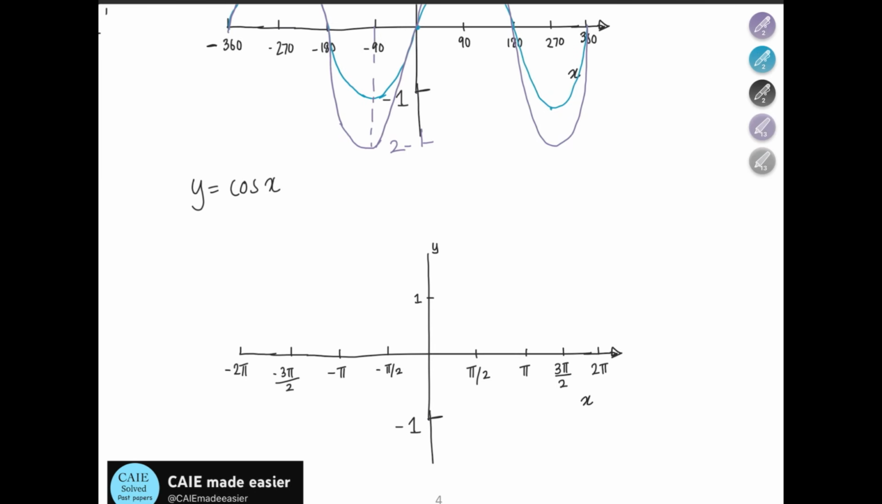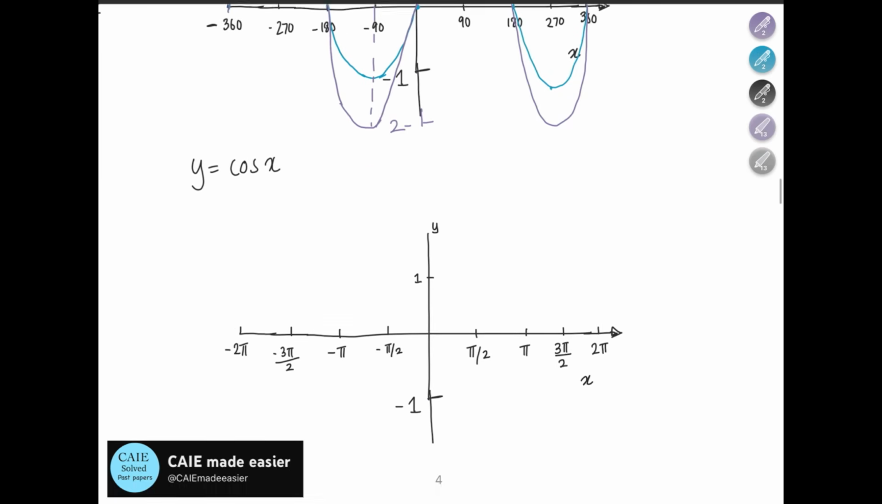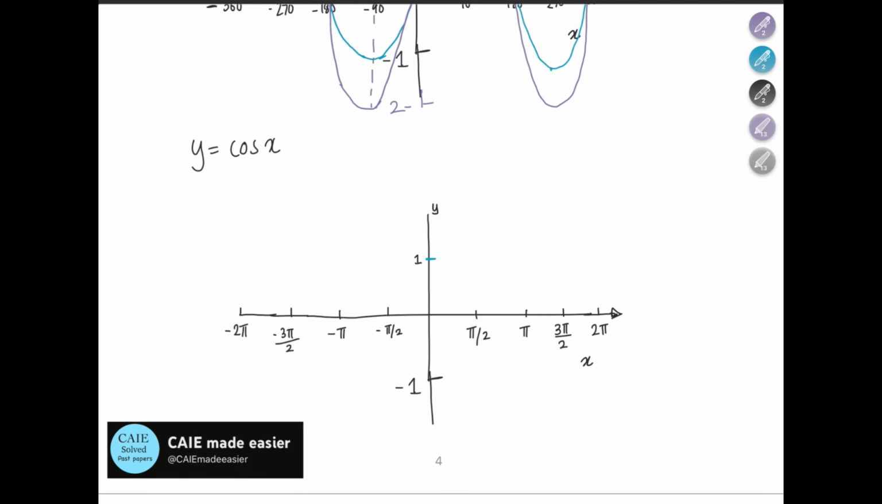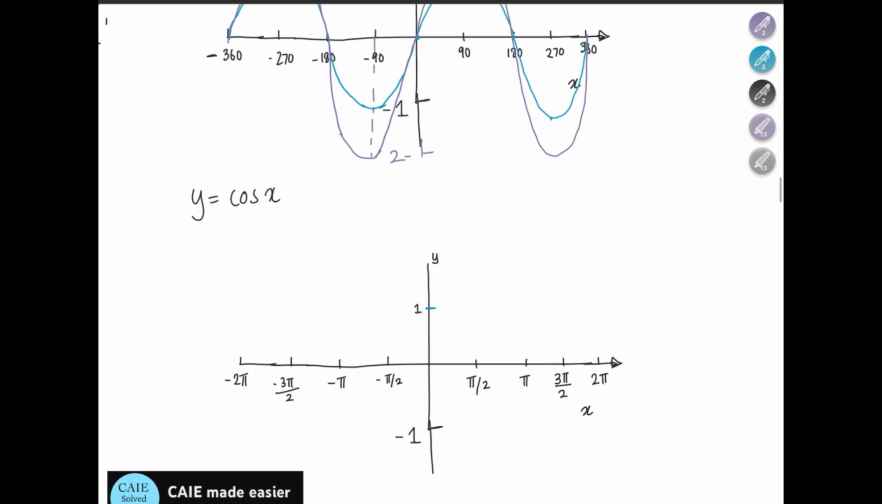Now what about y equals cosine x? Here at the 0 point you have plus 1, but now if you notice we have pi by 2, pi, 3 pi by 2, and 2 pi. What is that? This is just the same thing. Pi by 2 equals 90, and then you can find out pi equals 180.